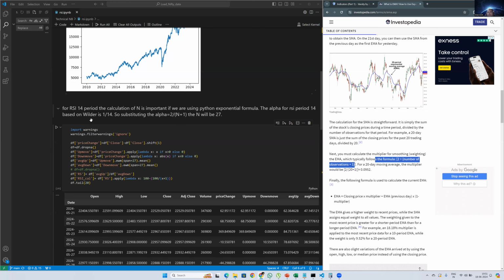So if we are saying RSI length of 14 periods, the alpha becomes 1 by 14 in the James Wilder method, which is the RSI method. And to get 1 by 14, we substitute this in the formula, which is 2 divided by number of observations plus 1. And through this, we get the number of observations as 27.